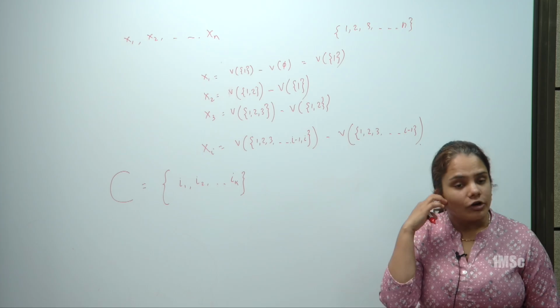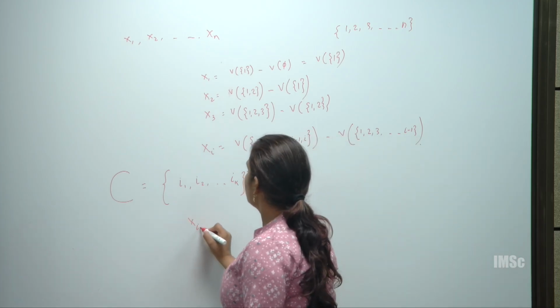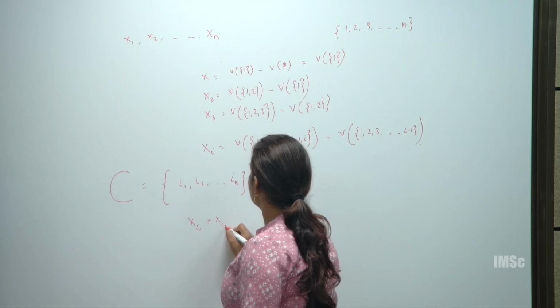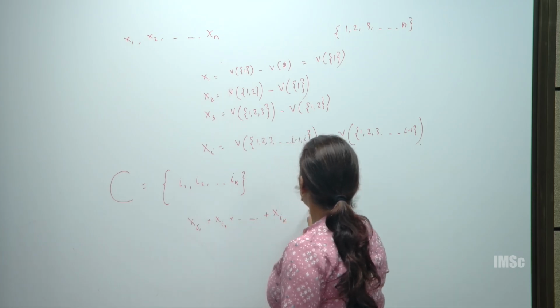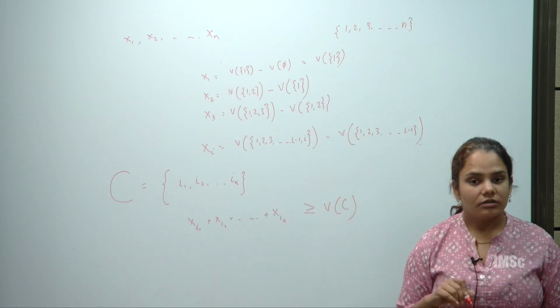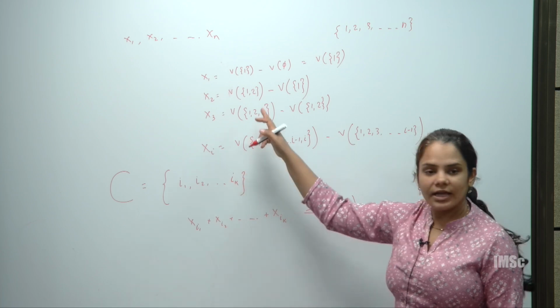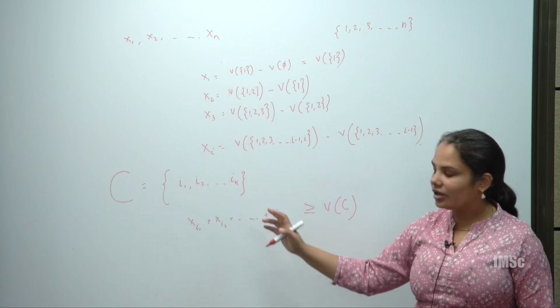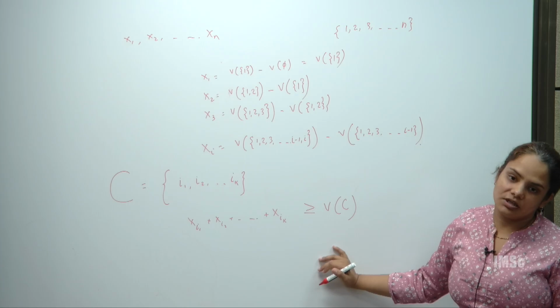Okay. What you will have to prove? You will have to prove that xi1 plus xi2 plus ... plus xik will be greater than or equal to v of c. This is what you will have to prove. Okay. This I have already written. In order to prove this, you will have to use the convexity property.